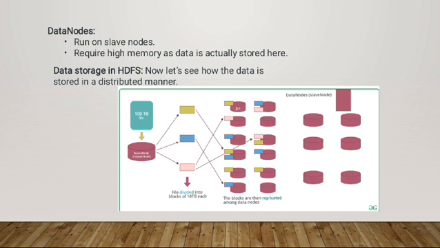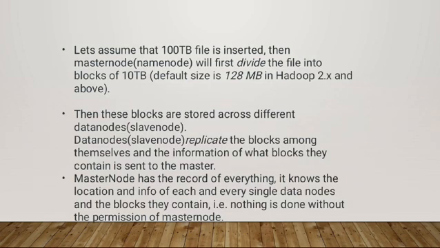Data storage in Hadoop Distributed File System. Now let's see how the data is stored in a distributed manner in the figure. Let's assume that a 100 terabyte file is inserted. Then the master node, which means the name node, will first divide the file into blocks of 10 terabytes. The default size is 128 megabytes in Hadoop 2.x and above.